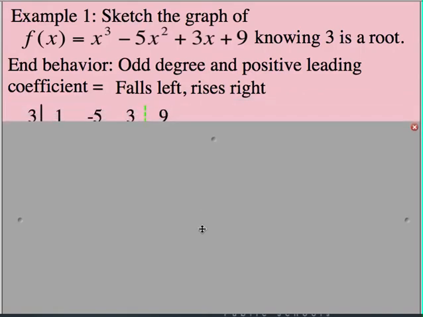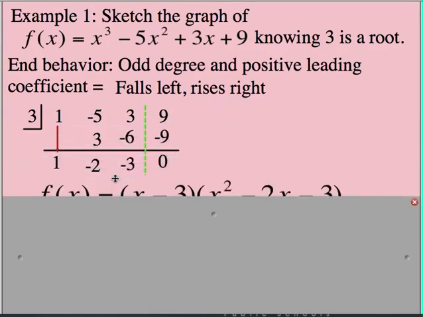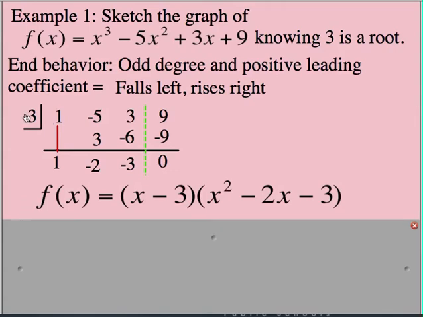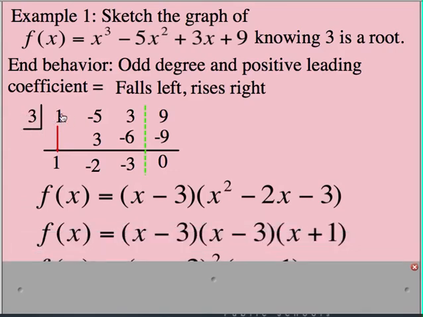Next is the synthetic division that I mentioned before. Remember, the root goes in this backwards L, and then you put the coefficients all the way across. Always bring down the first number, so I'm going to bring down the 1. The 1 is multiplied with the 3. Put the 3 underneath the negative 5. Add those two together to get negative 2. Negative 2 times 3 is negative 6. 3 plus negative 6 is negative 3. Negative 3 times 3 is negative 9, and you'll get a remainder of 0.